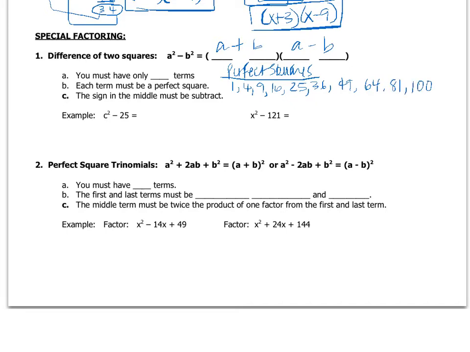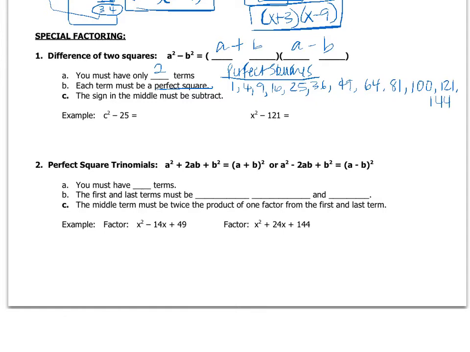Okay, now you could go farther than that. And actually, I'm going to go 2 more. 121 is 11 squared and 144 is 12 squared. Those are probably the most common perfect squares. And so what we're looking for when we look at a difference of two squares is to only have 2 terms, and each term has to be a perfect square. It has to be one of these numbers on the list.